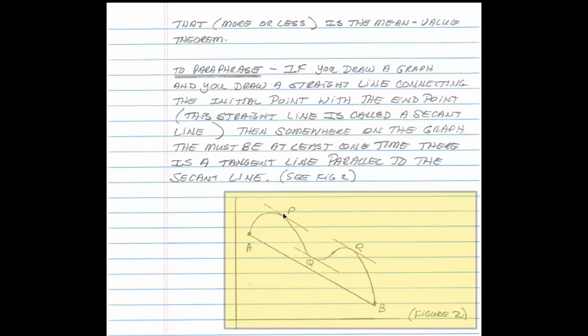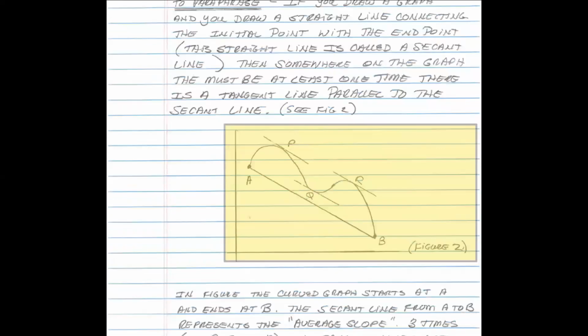So here we have before us such a situation. I have a graph. Again, it's just a freehand graph. And I draw a straight line connecting A to B. Then the mean value theorem says at least once along the path of this graph, the tangent line and the secant line must have the same slope, or they must be parallel to each other. Now, in this particular graph, as we've drawn it, there are 3 occasions where that happens.